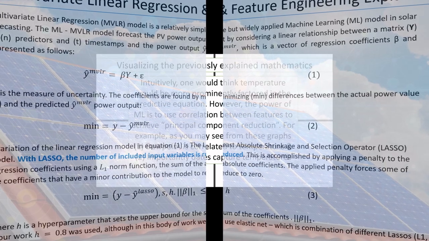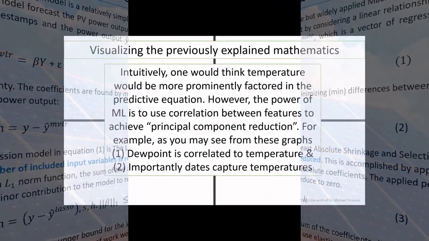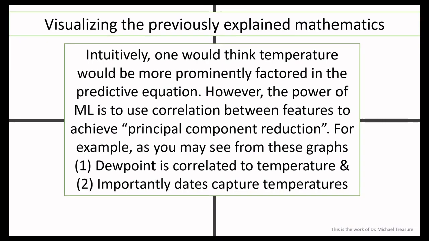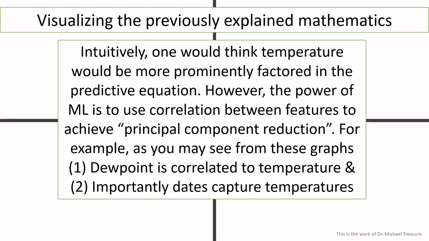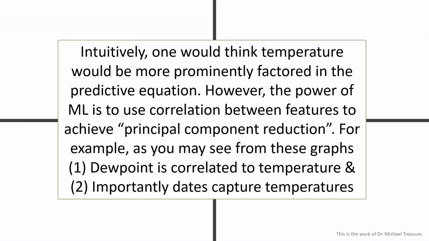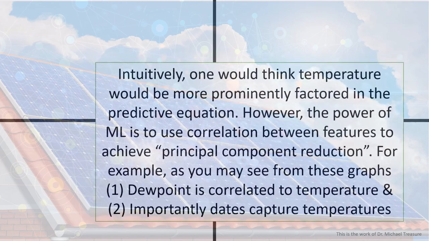Putting the mathematical theory in practical perspective, as these next set of graphs will show. Intuitively, one would think temperature would be a dominant predictor feature in our predicting equation. However, this wasn't so. The power of the machine learning multivariate Lasso regression model is to use correlation between features to technically achieve principal component reduction.